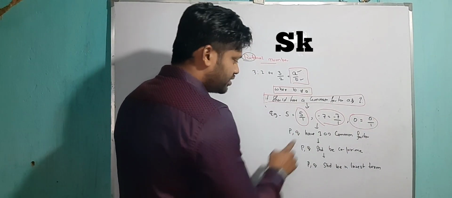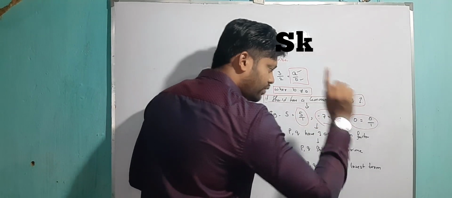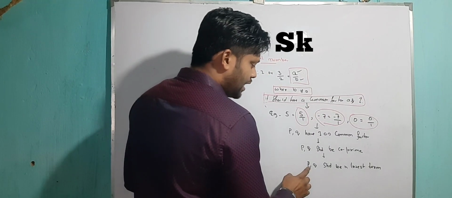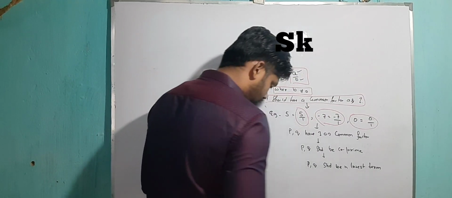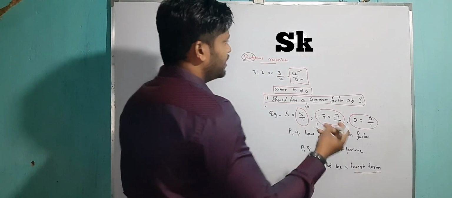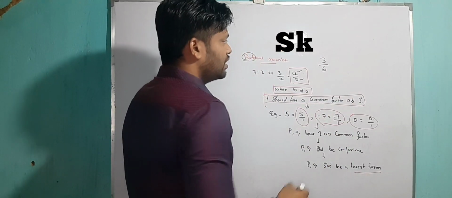Now the next thing is that p and q have 1 as a common factor. It should be 1. I have explained why. p and q should be co-prime. You know what co-prime is. And p by q should be in the lowest terms. Now what is lowest term? For example, if they gave me 3 by 6, lowest term means we can cancel it.